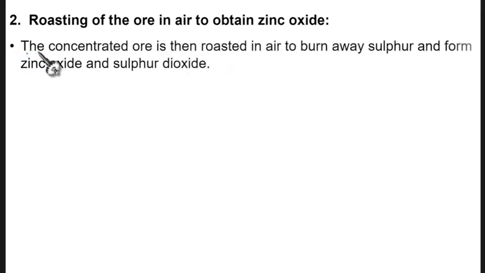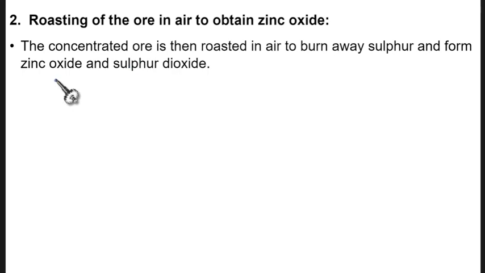So the concentrated ore is then roasted in air to burn away sulfur and form zinc oxide and sulfur dioxide. So when the concentrated ore is roasted in air, then sulfur is burnt away because zinc oxide now is formed, and sulfur dioxide is produced as a gas carrying sulfur from zinc blende.